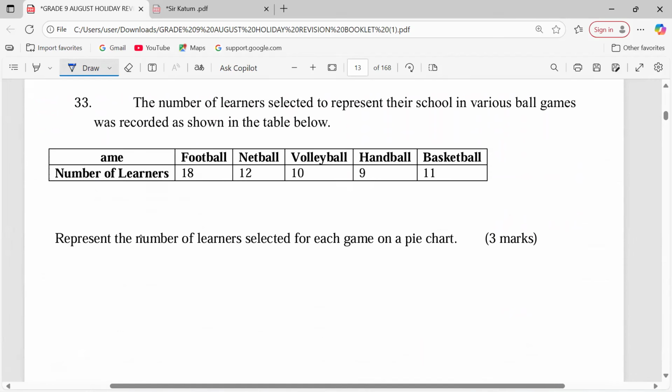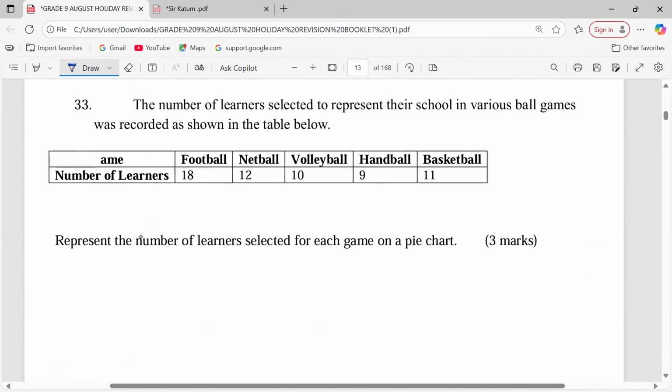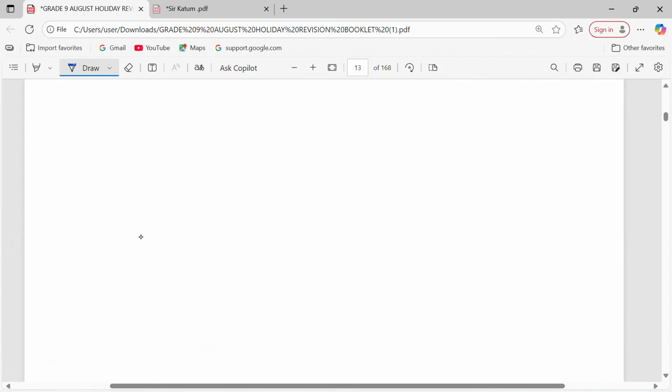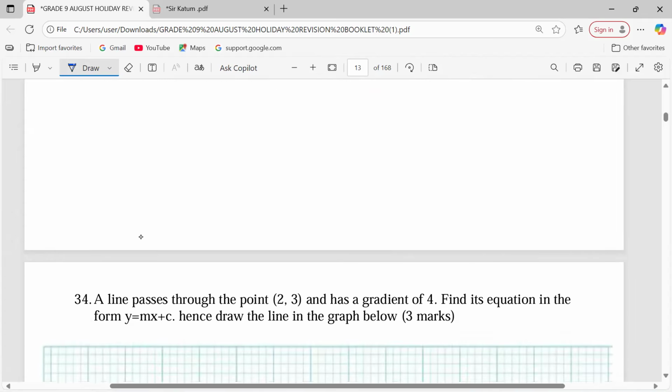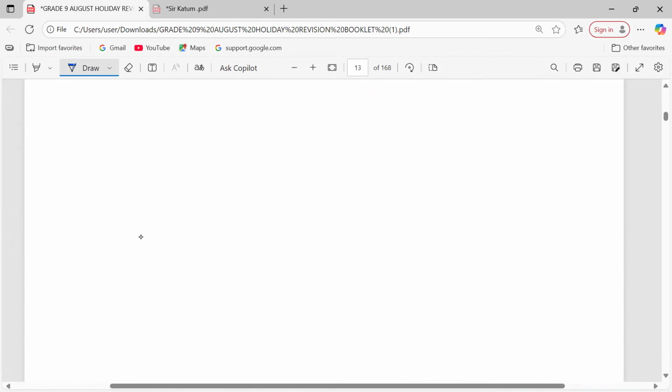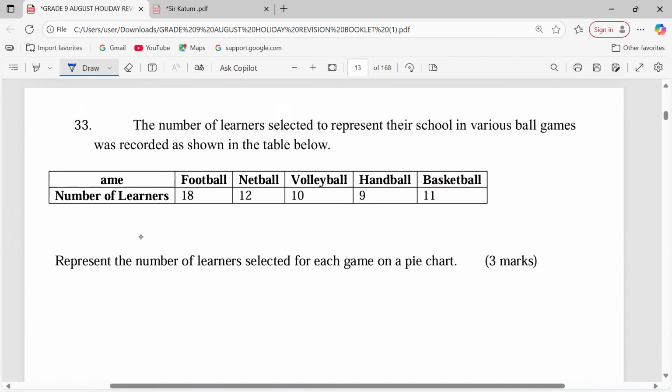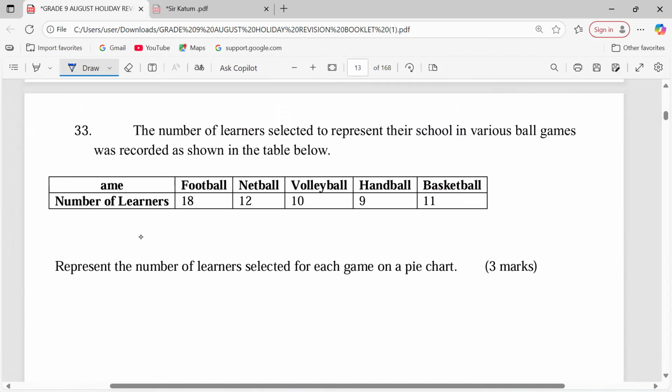Look at this. Number 33 now on statistics, or simply on data handling. On data handling, what are they telling us to do? The number of learners selected to represent their school in various ball games was recorded as shown in the table below.